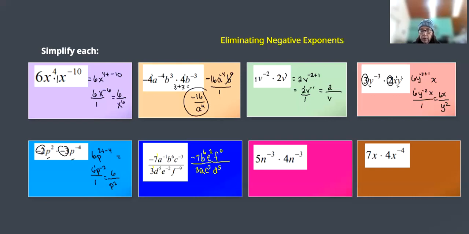And I'm done. None of the bases are the same, so I can't put anything together. Ta-da! If I could have reduced the 7 and 3, I would have, but I can't reduce it. So we're going to leave it the way it is.